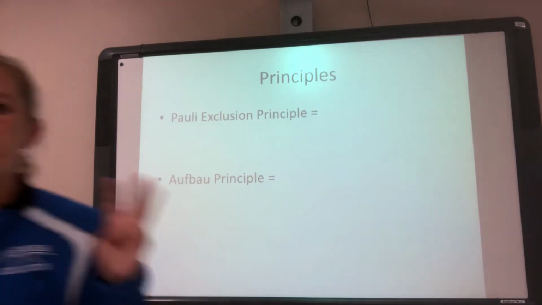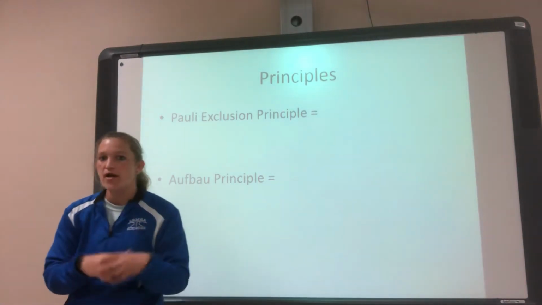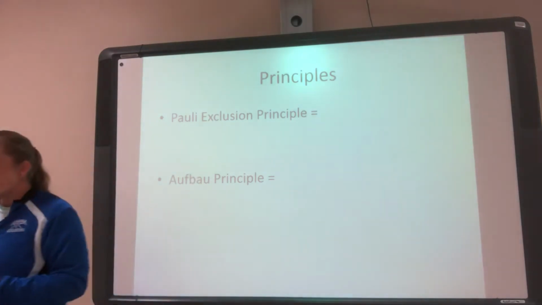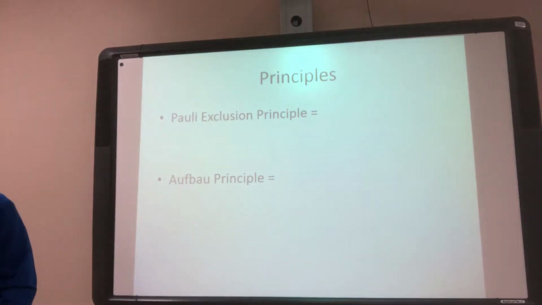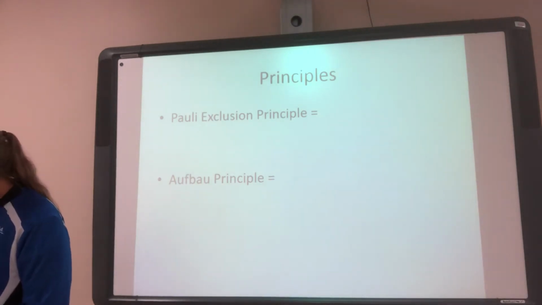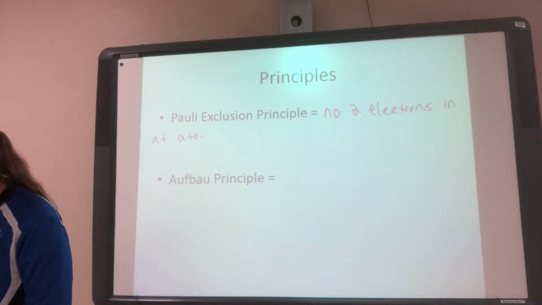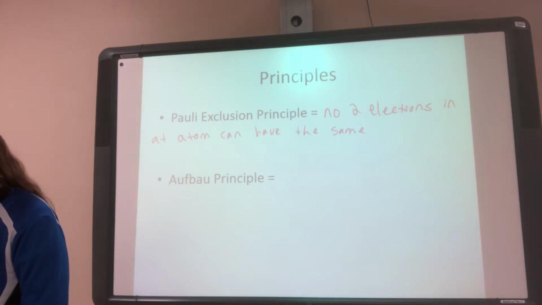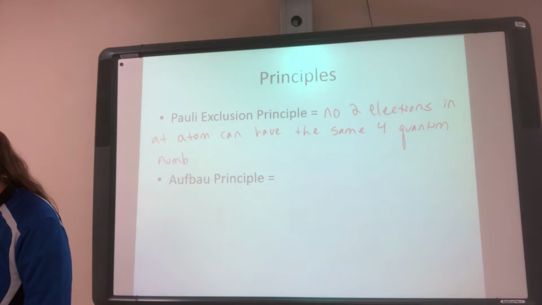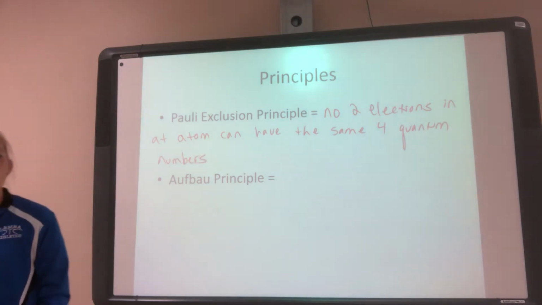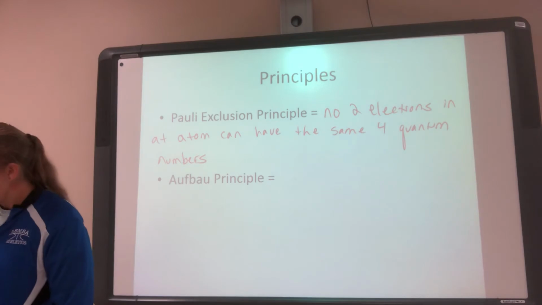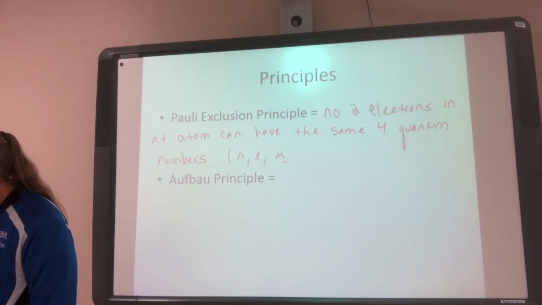So we're going to talk about 3 different rules that help us when we're trying to write our electron addresses. The first rule is called the Pauli exclusion principle. The Pauli exclusion principle states that no 2 electrons in an atom can have the same 4 quantum numbers. So no 2 electrons can have the same 4 quantum numbers. Remember, those are n, l, ml, and ms.